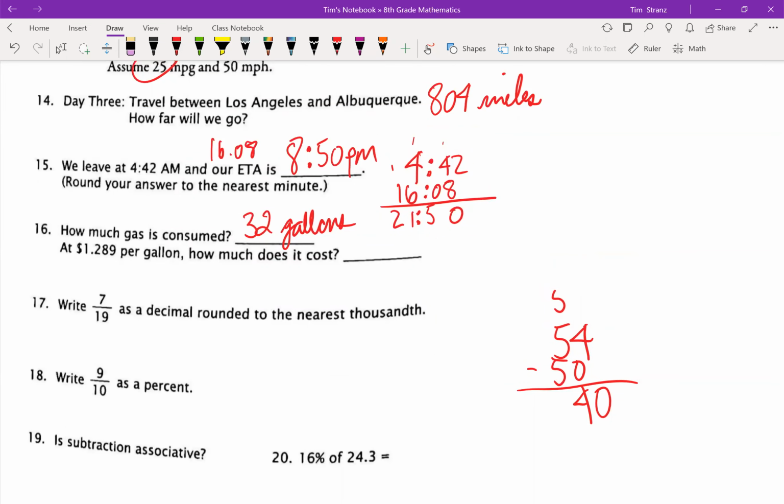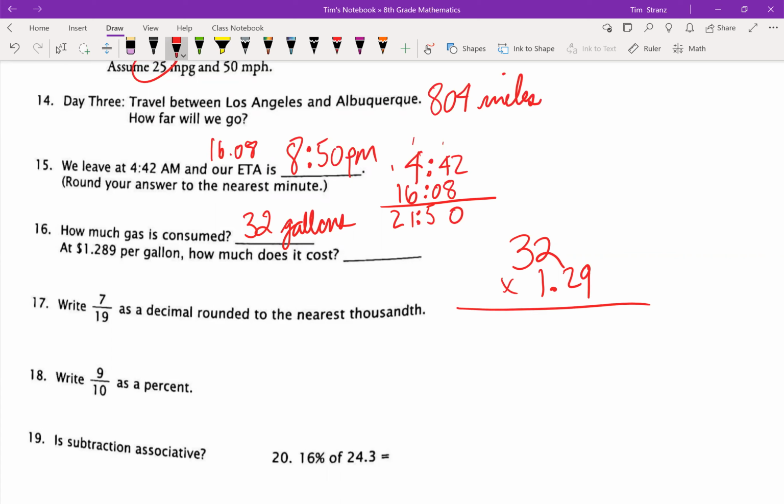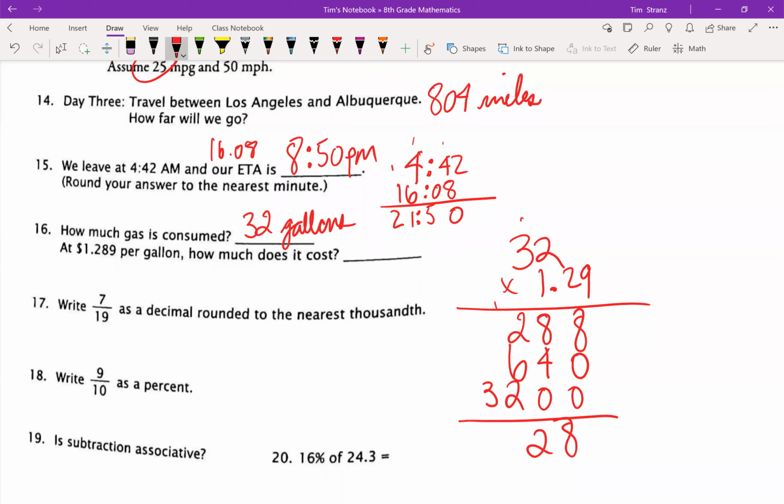Okay, so I'm going to erase this here. I got 32 gallons times $1.29. Okay, so 9 times 2 is 18. That's 27, 28. 2 times 2 is 4, 6, 2, 3, 8, 12. That's 8, 9, 10, 11. And 2 spaces, so about $41.28. Okay, $41.28 approximately.